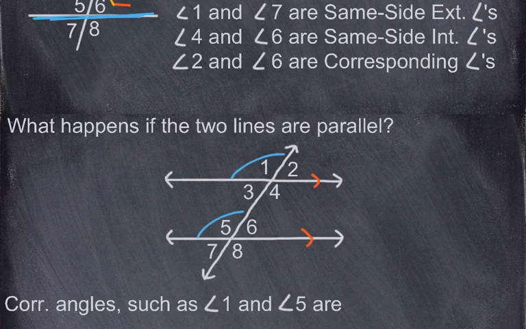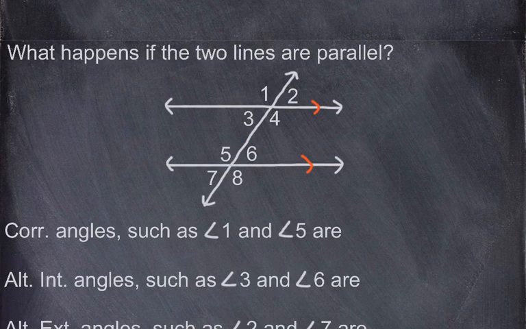Now, I don't necessarily have the tools to do this on this app. But if I were to take this line right here and shift it all the way up to this line, you'll notice that angle 1 and angle 5 are actually the same degree measure. So what we can say is that corresponding angles are congruent. If the two lines are parallel, then the corresponding angles are congruent. That's not the best congruent symbol. Corresponding angles are congruent.